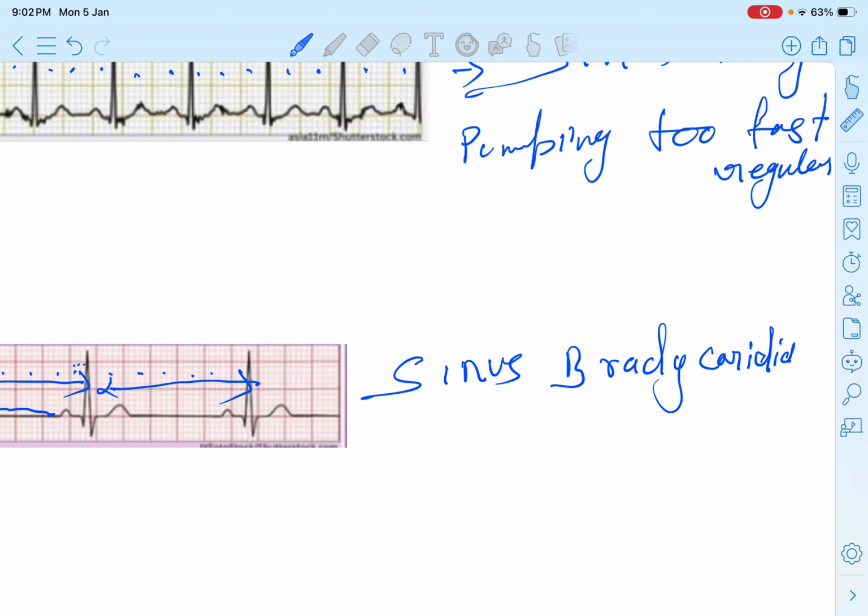In sinus bradycardia, we notice the heart rate is less than 60 beats per minute. In tachycardia, we will notice the pumping of the heart is more than 100 beats per minute. Okay, that is too slow.